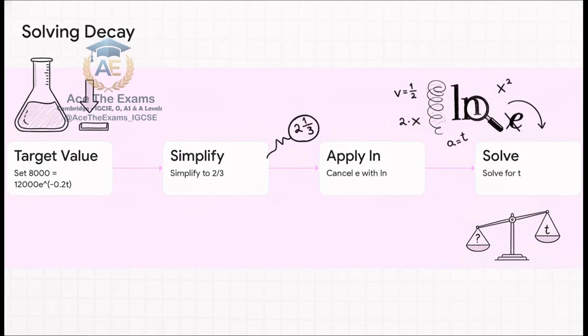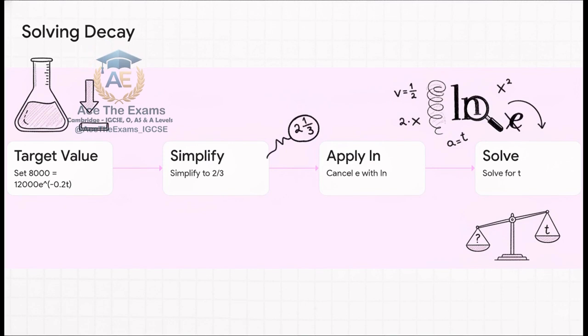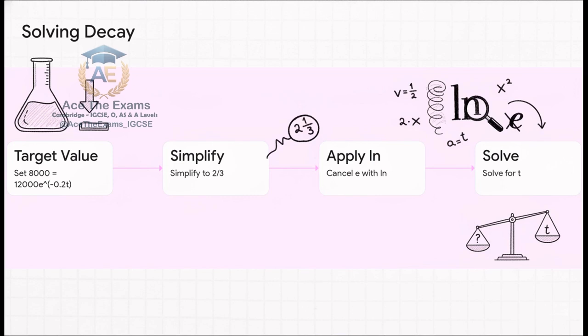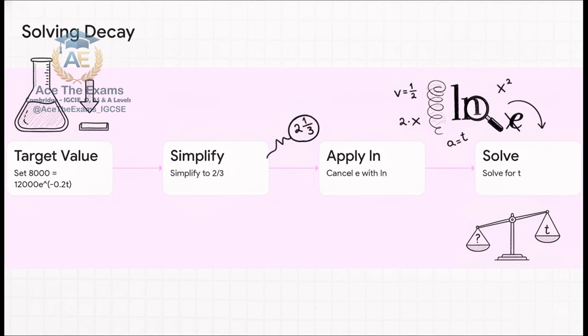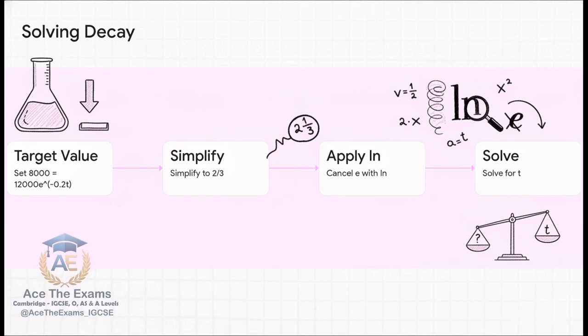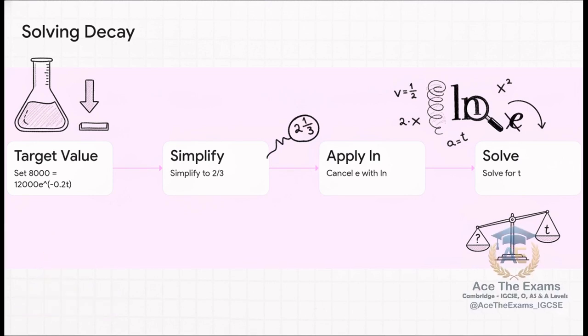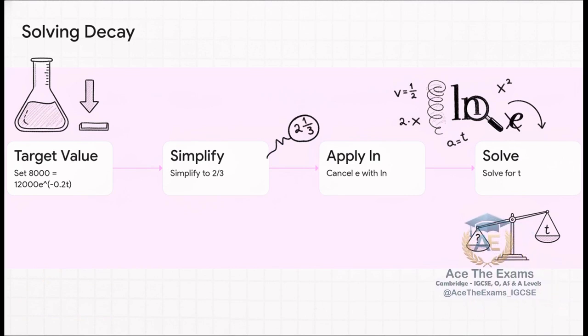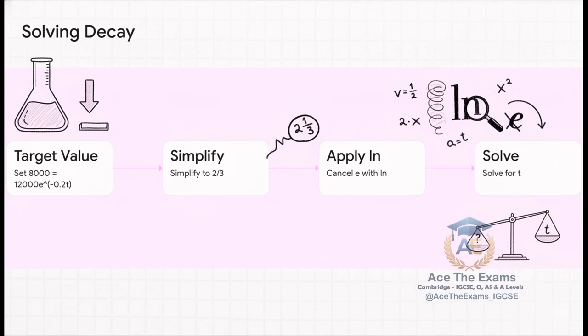So let's walk through the exact mechanism of solving this exponential decay. Step 1, set your target value. 2/3 of 12,000 is 8,000. So 8,000 equals 12,000 times e to the negative 0.2t. Step 2, divide both sides by 12,000 to isolate that base, which quickly simplifies down to the fraction 2/3. Step 3 is the magic move, guys. Apply the natural logarithm, ln, to both sides. Why? Because the natural log is the ultimate tool for rescuing a variable that's trapped up in the exponent of base e. It completely cancels the e, pulling that negative 0.2t right down to the main line, which allows us to effortlessly solve for t.